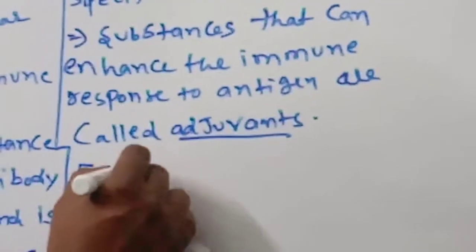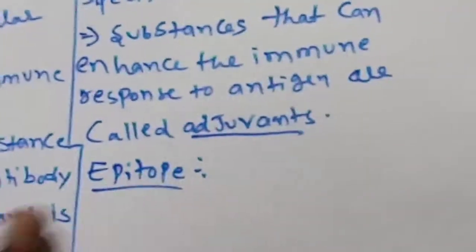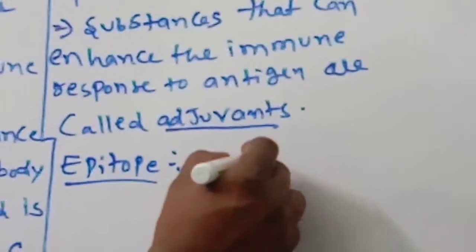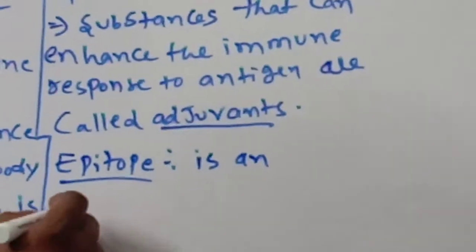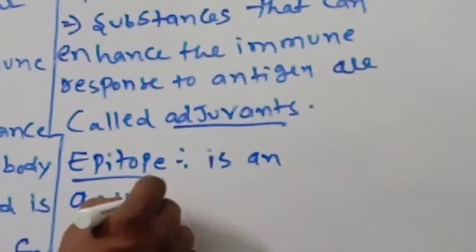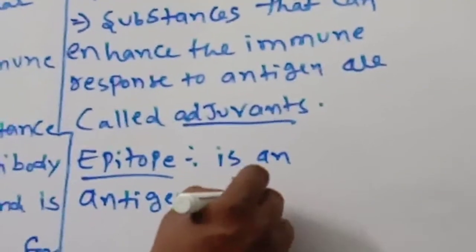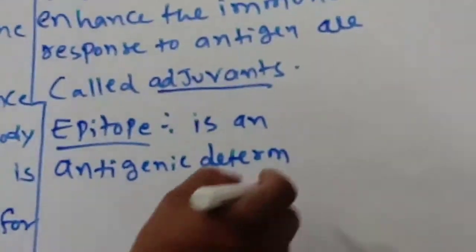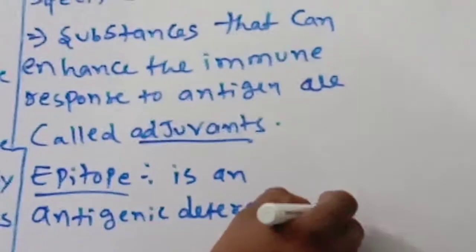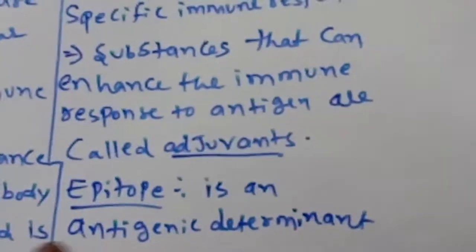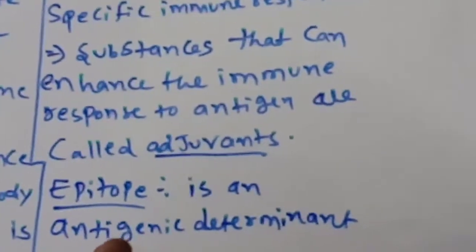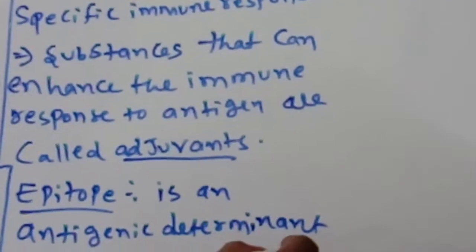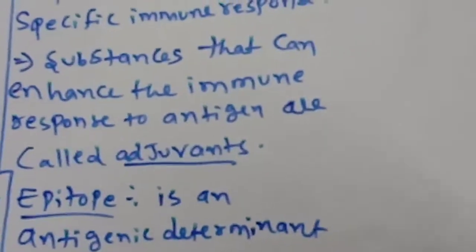Next, epitope. An epitope is an antigenic determinant and is the active part of an antigen.